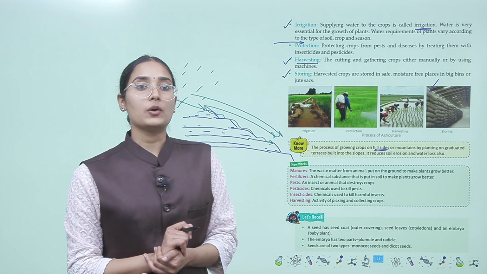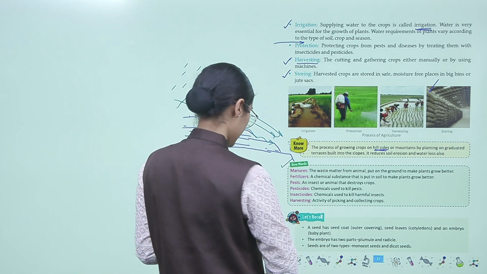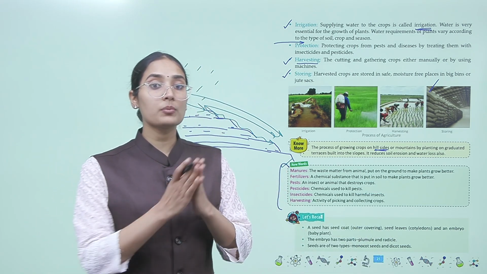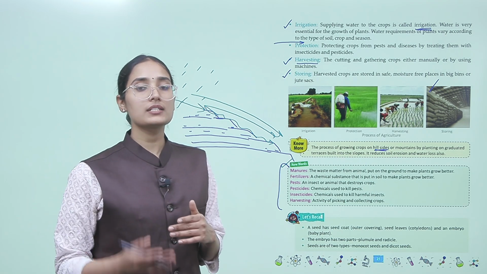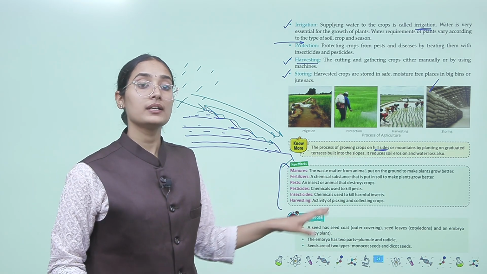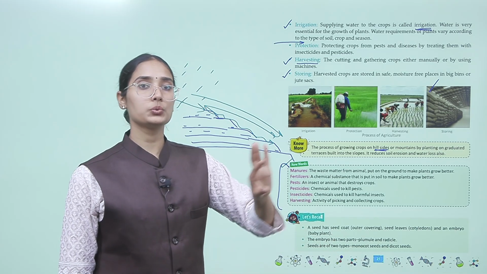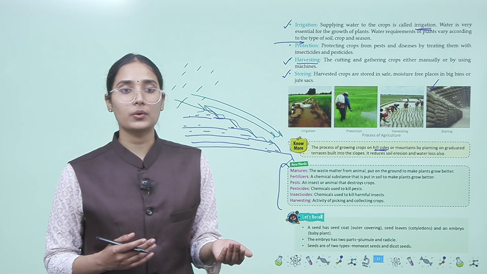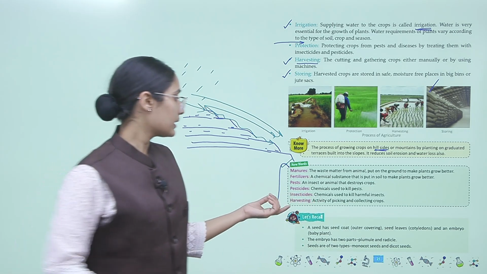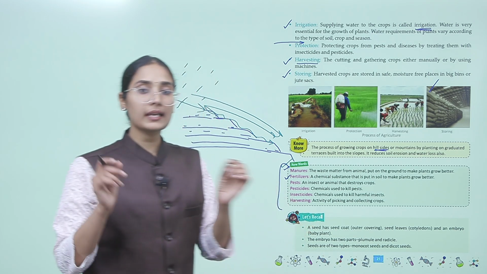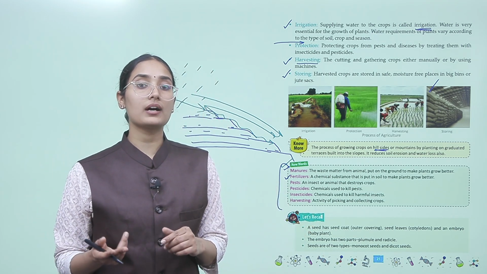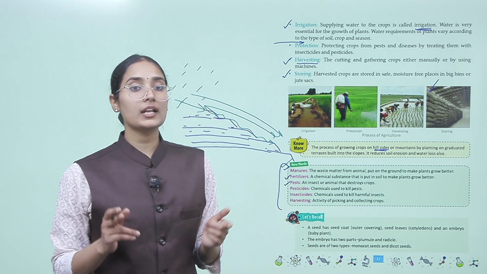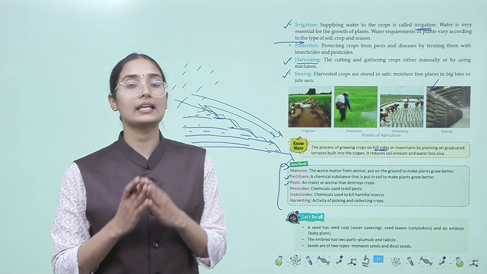Alright. Now, let's see the new words that we read here. First is manures. The waste matter from animals put on the ground to make plants grow better. The waste from plants is also added to this process of growing crops to increase the nutrients, to give them more nutrients. Next is fertilizers. This is a chemical substance that is put into the soil to make plants grow better. Next is pests, insects or animals that destroy crops.